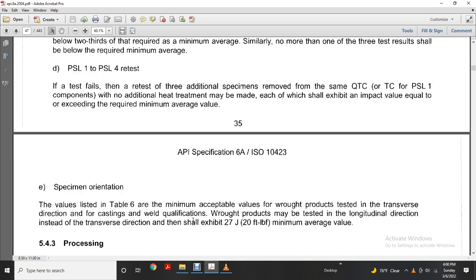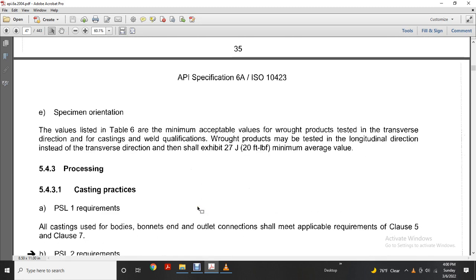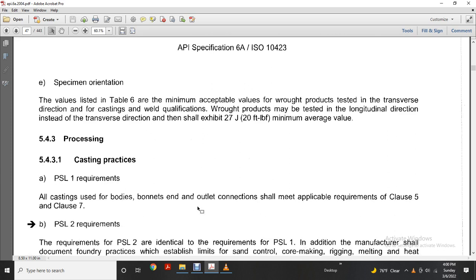Specimen orientation: the values listed in Table 6 for the minimum average value, except for the values of the raw product test, are for the transverse direction. For the casing, for qualification, raw products may be tested in the longitudinal direction instead of the transverse direction and shall exhibit 20 foot-pounds minimum average value. Process and casting practice, products over the level of 1 requirements.